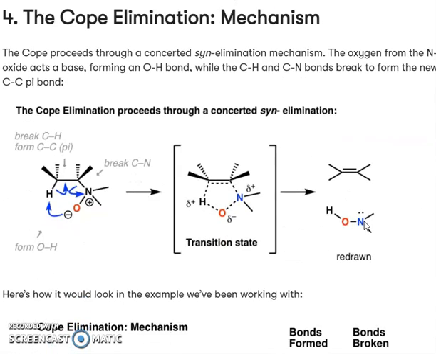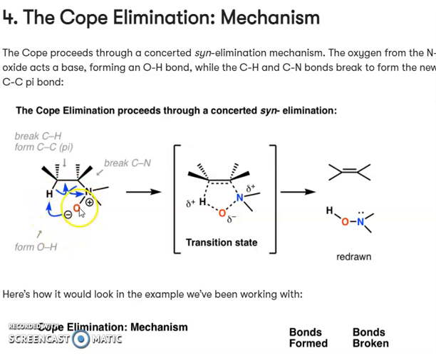So now the mechanism. The Cope proceeds through a concerted syn elimination mechanism. The oxygen from the N-oxide acts as a base, forming the O-H bond, while the C-H and C-N bonds break to form the new C-C pi bond. The Cope elimination proceeds through a concerted syn elimination. So break the C-H and form the C-C pi bond, break the C-N and form O-H. So this is the transition state and redrawn, this is the products.